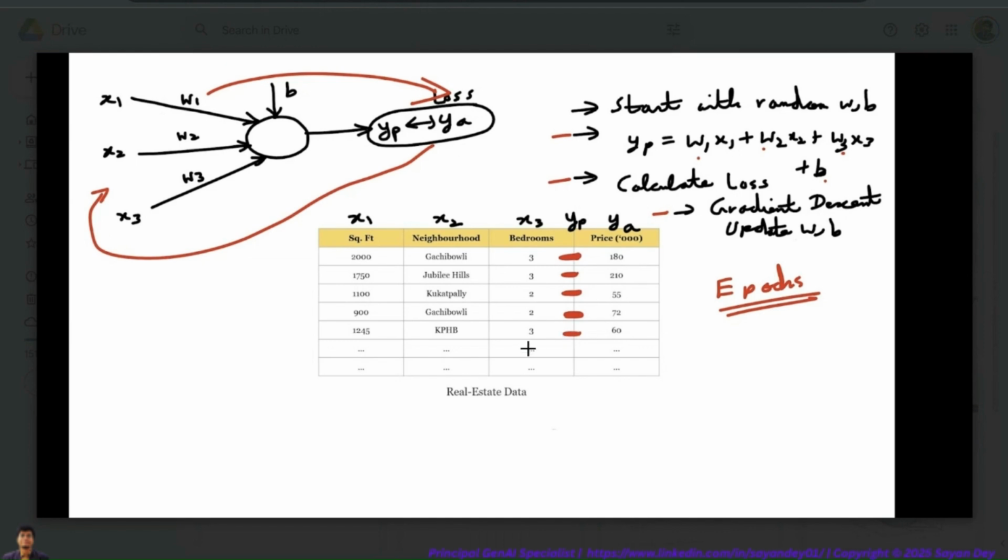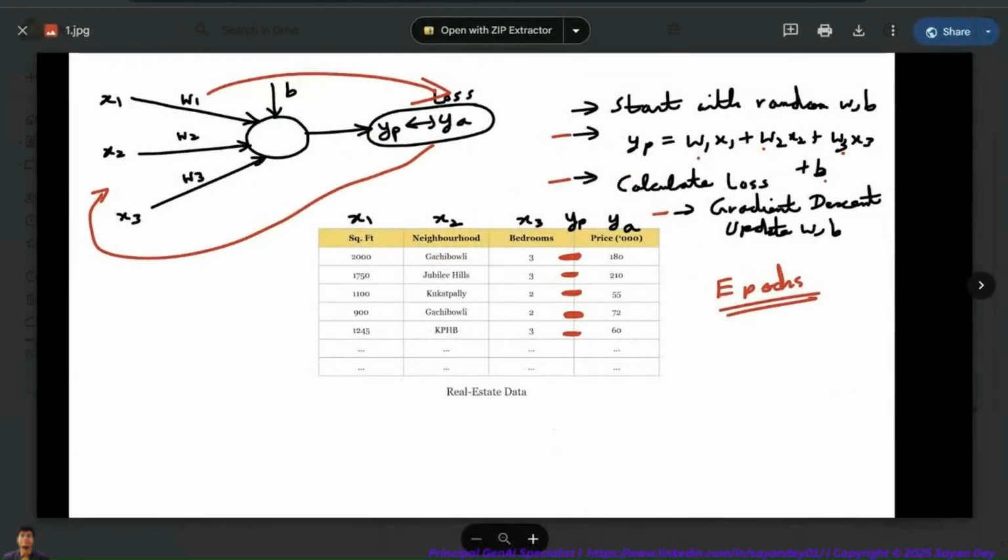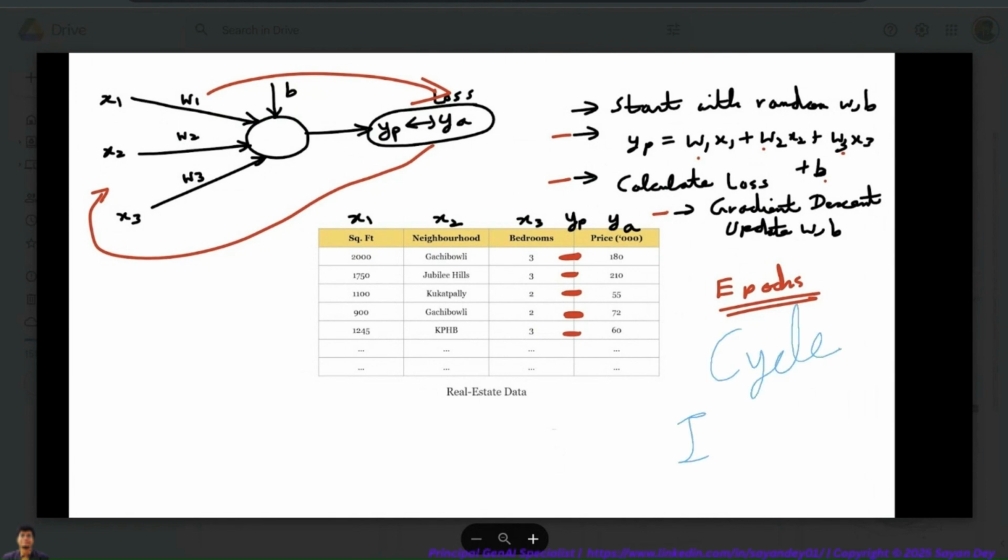But then there is still some loss, right? Again, what do you do? Again, you go back propagate, update the weights and biases. Again, using those updated weights and biases, you calculate the predicted value. Again, calculate loss. The loss would have further reduced, right? But it still is there. So you keep doing this over and over again. And each of these cycles is called an epoch. So what is an epoch? An epoch is like a cycle, right? It's an iteration.